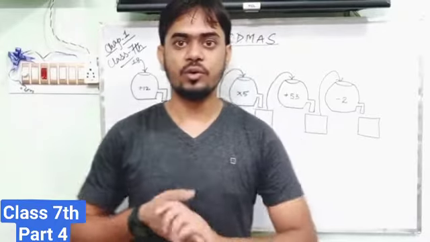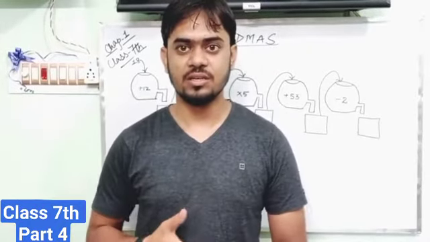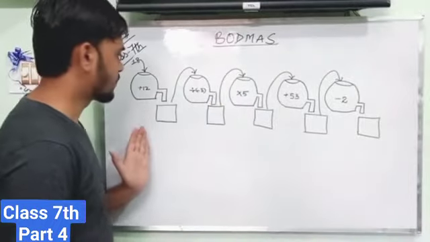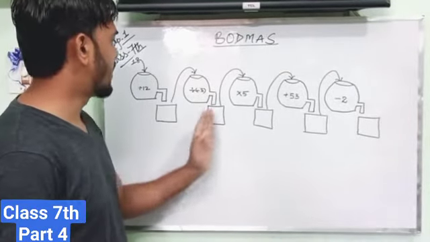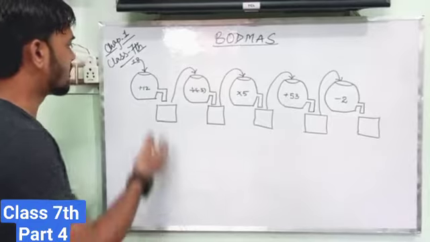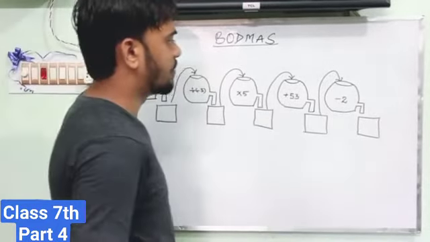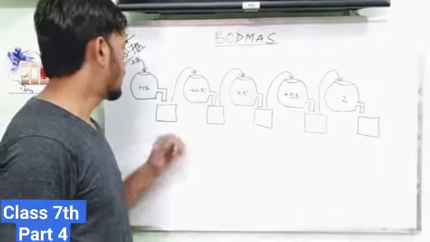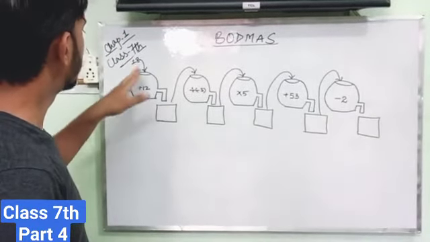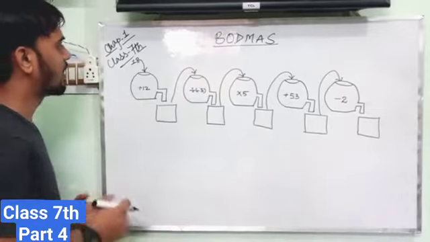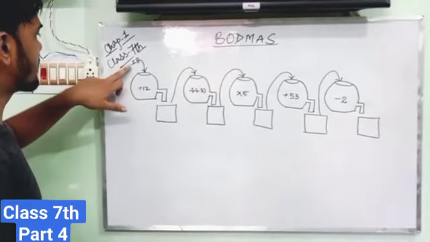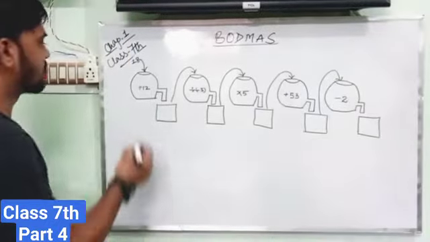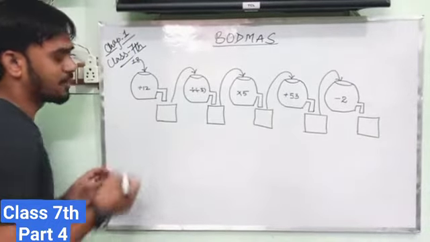Today I am going to solve some interesting expressions of your mathematics. Let's see, there are some barrels given, and some numbers on these barrels with mathematical operations. First of all, you have to put 18. Suppose you have 18 rupees, and already 12 rupees in a barrel.